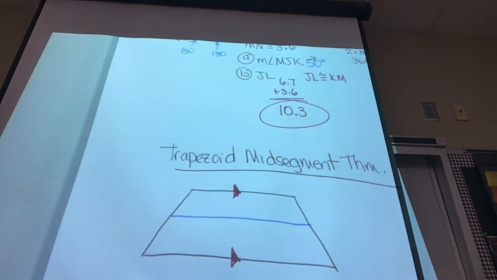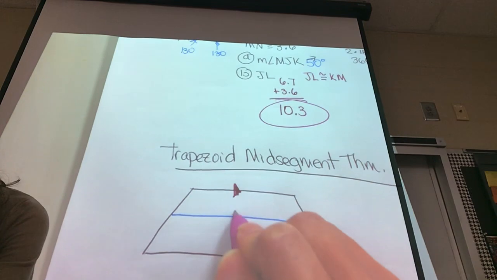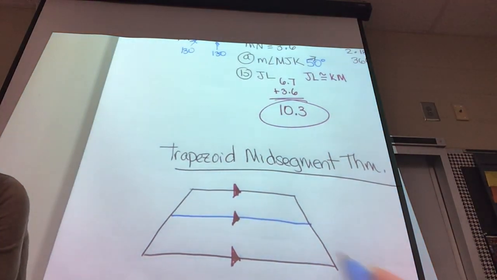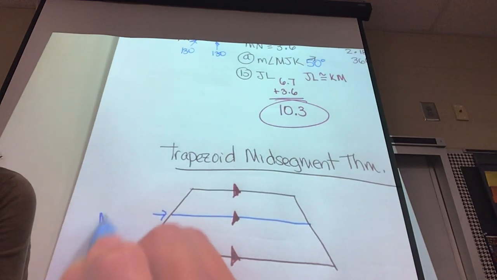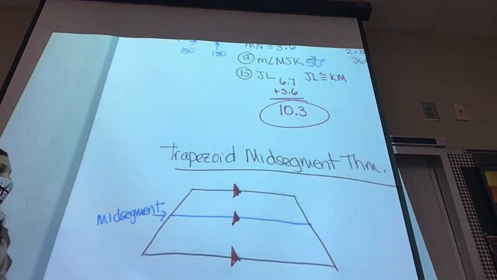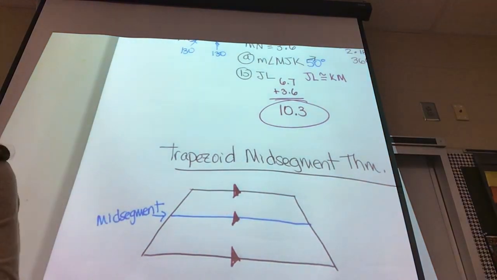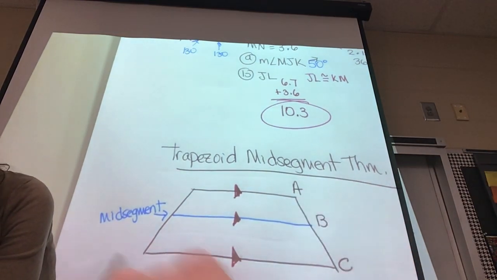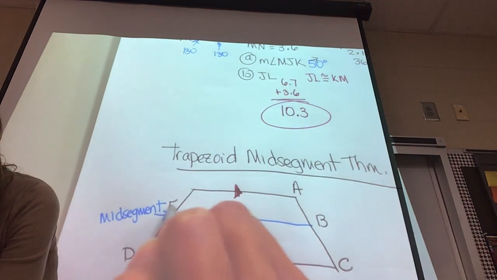Okay? It is still parallel. So this is your mid-segment. The mid-segment is in the middle, and it is still parallel. And real quick, I'm going to add some letters. So we're going to have A, B, C, D, E, and F.